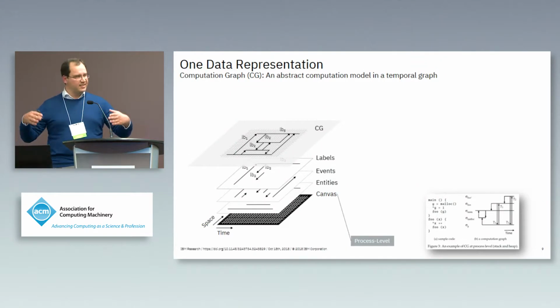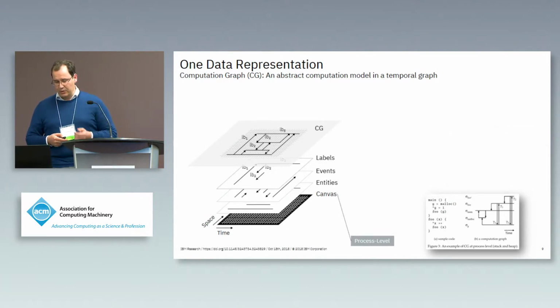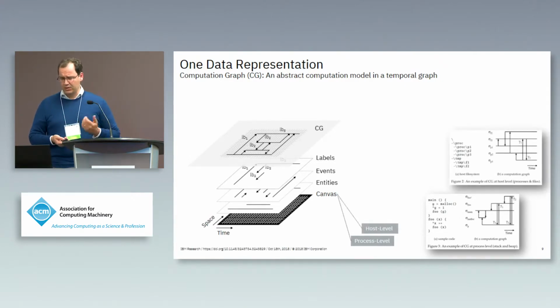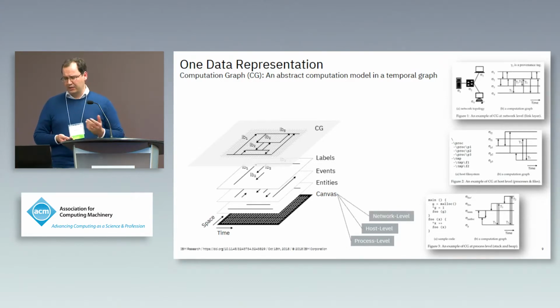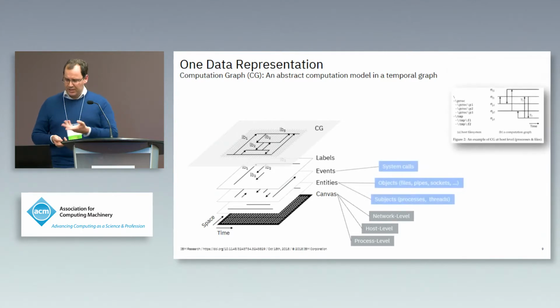And basically, this gives us canvases or mini canvases that allow us to model different types of computation. So at the process level, you can think about, for example, functions and function calls being your entities and events. At the host level, you have your processes and files and system calls. And then at the network level, maybe your endpoint resources and the link layer, the communication that flows between those endpoints. So to take, for example, the case of the host level computational graph, your entities would be the subjects, like the process threads, and objects like files, pipes, and sockets that you have. And your events would be the system calls.